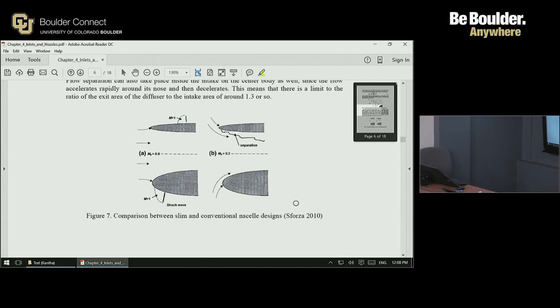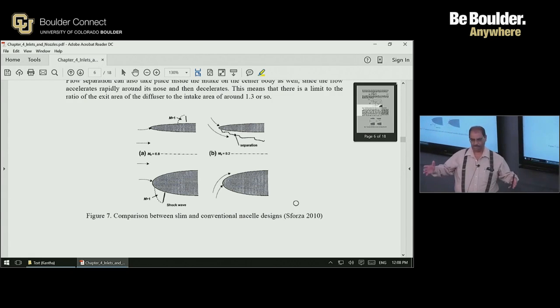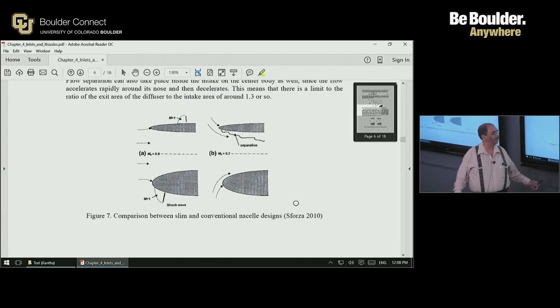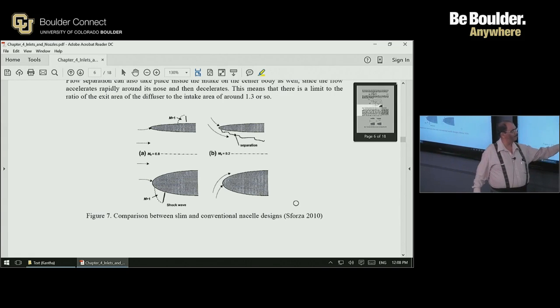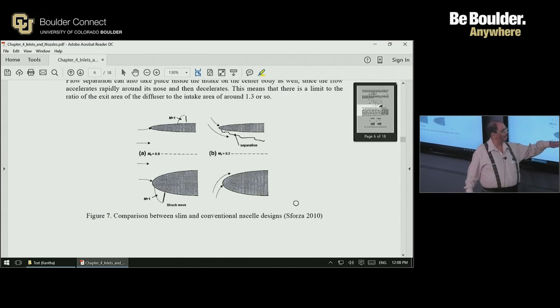The current tendency is to go for slim nacelles because already the size of the engines is large, with large diameter fan engines. The size is quite large, and if you do a conventional nacelle, then the outer nacelle diameter would be too high. So a slim design is preferred as much as possible.